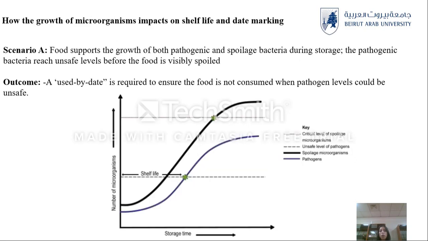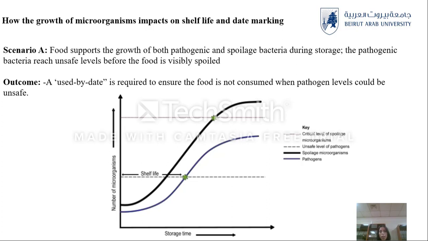So here I'm going to show you some scenarios to be able to decide whether to use a BBD or a use by date. This is scenario A. The food supports the growth of pathogenic and spoilage bacteria during storage. However, the food can reach an unsafe level from a bacterial point of view before the food is visibly spoiled from a quality point of view. So if you check the graph, it presents the number of microorganisms as a function of the storage time, the shelf life.